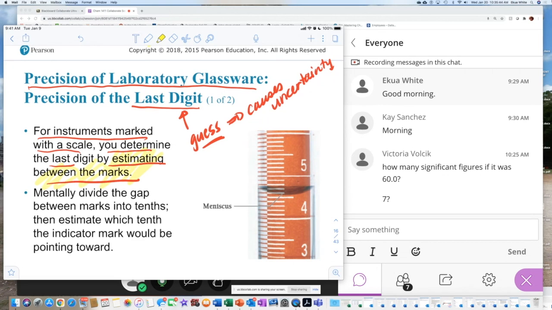So for that reason, the way you're going to read this is to mentally divide the gap between the marks into tens, then estimate which tenth the indicator mark would be pointed towards. When I do this, I don't do all that when I'm trying to measure my weight. I just look at the number, the value between the two.